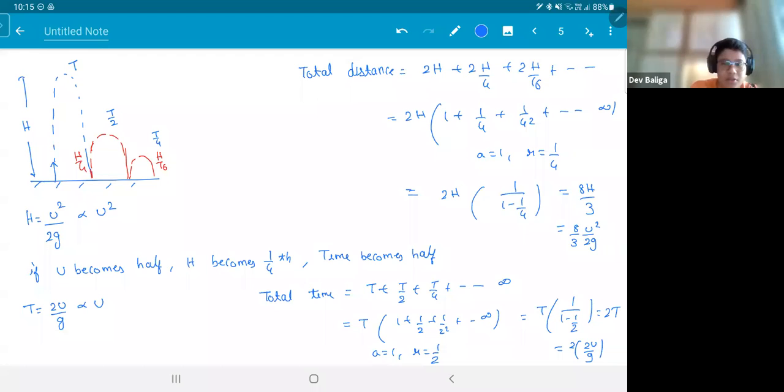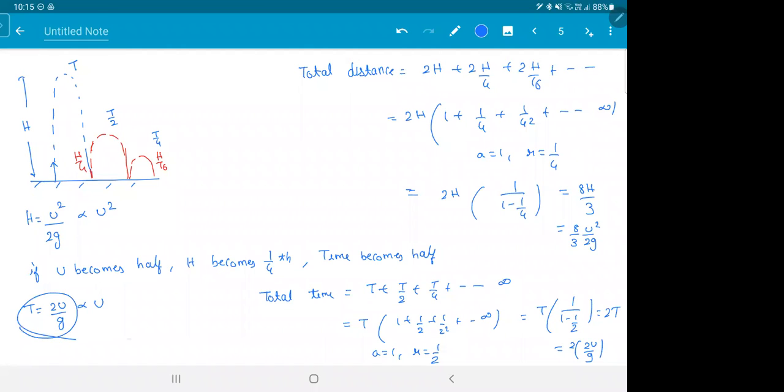Could you re-explain the time part? What is the time of flight? 2u by g. Remember this? So every time the speed becomes half, time becomes half, no? So what is the time t here? To go up and down, this is t, na? This is t by 2, na? T by 4, t by 8, t by 16, and so on. So I have to add all the times, na? That is also a GP, right? So 1 by 1 minus half, 2t.